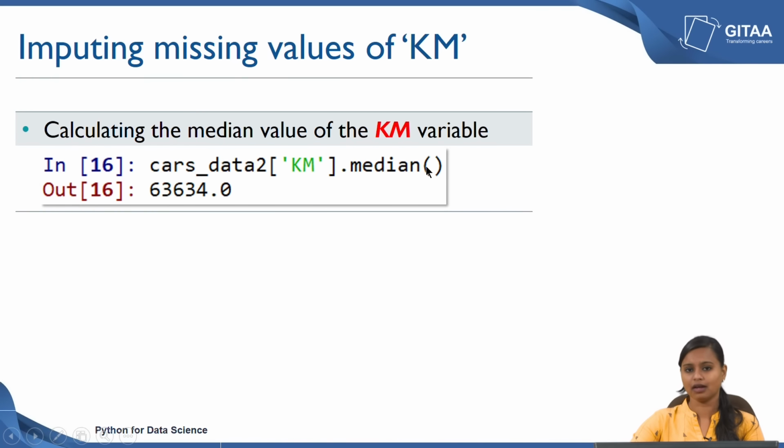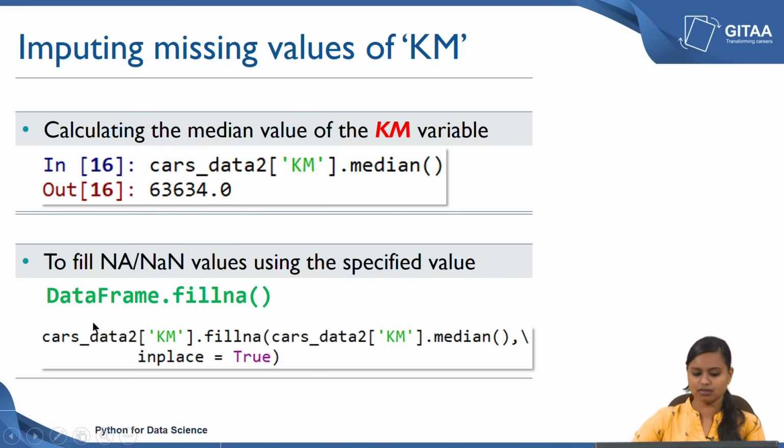So, to get rid of that confusion, we are going to use the median function, so that it will give us the exact middle value of it. So, we are going to calculate the median value of kilometer to see what the median value is. The median value you can calculate using the function median followed by the variable from a data frame, and then you get a value called 63,634. That means that the median kilometer that the car has travelled is 63,634 kilometers.